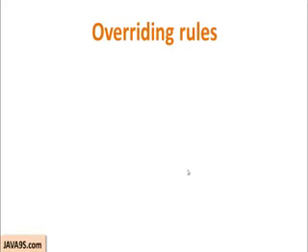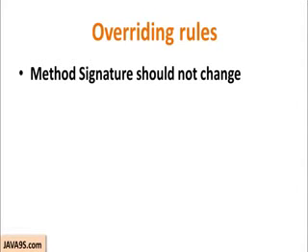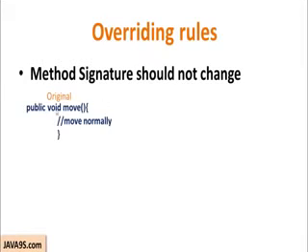We should remember some rules while working with overriding, and remembering these rules is very important. For those people preparing for the certification exam, you have to be really familiar with these rules, because there will be questions on this topic for sure. Please remember, the method signature should not change. When I say method signature, this part is called the method signature: the return type, the name and the arguments.